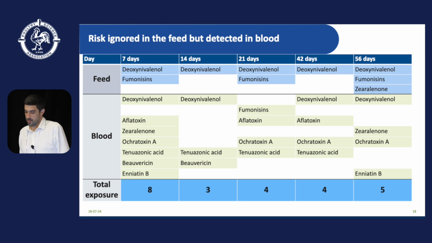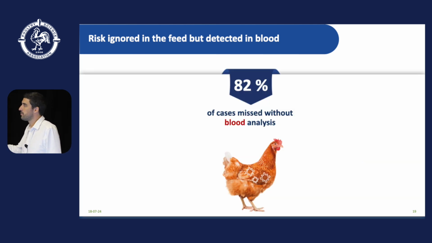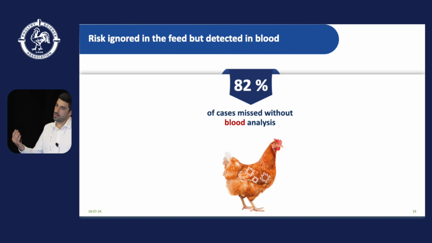And here we can see the results from the feed and from the blood. For example, in the blood, we detected aflatoxins here that were not detected here, or zearalenone that were not detected in the feed. And as you can see, this tendency was for all the analyses that we performed through the entire cycle, confirming that in most of the cases, thanks to the blood analysis, we can detect a mycotoxin risk that is missed in the feed and understand better which is the real impact of the mycotoxins.